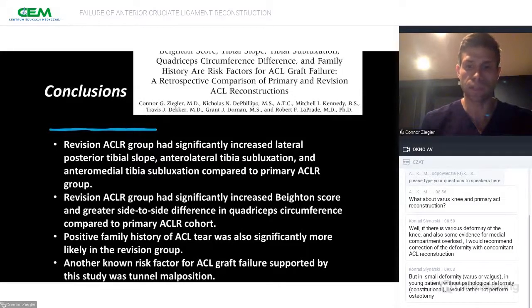Another known risk factor for ACL graft failure supported by this study is certainly tunnel malposition.